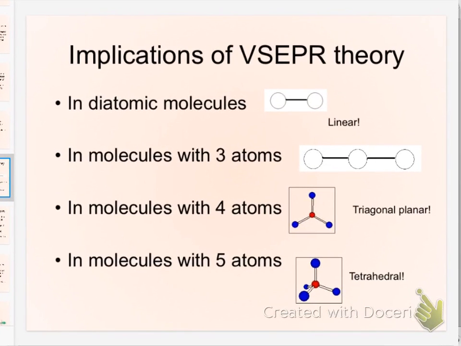We started to talk about what VSEPR stands for. Do you remember? Valence, shell, electron pair, repulsion. Okay, valence shell electron pair repulsion. VSEPR, even though it's really pronounced "Vesper."